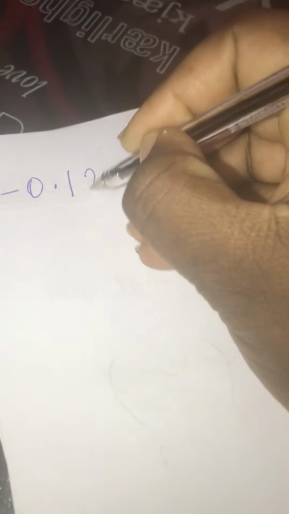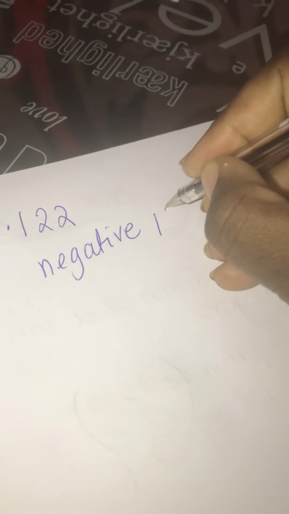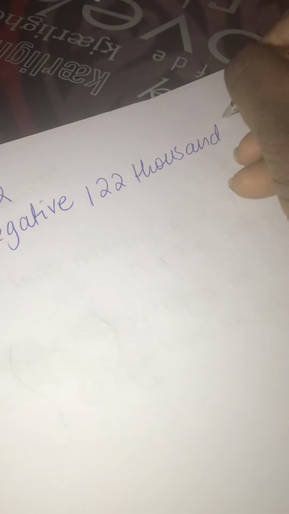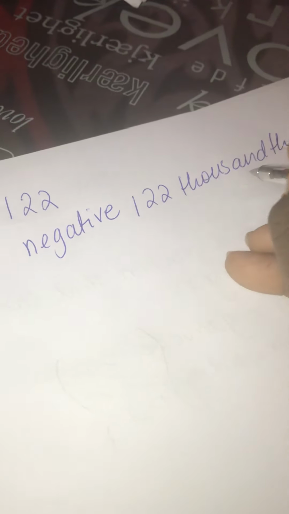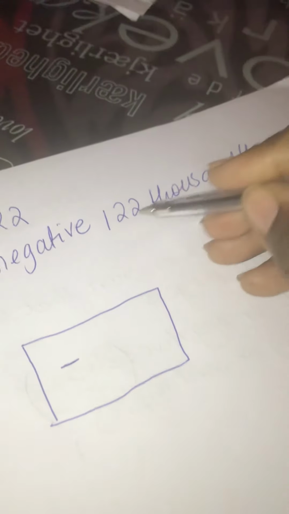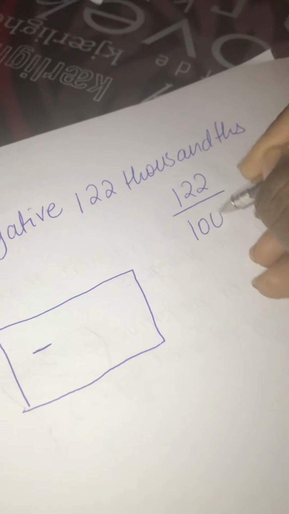So this is negative 122 thousandths. So negative 122 thousandths. How do I write this as a fraction? So I know my answer will be negative. So I will put it over there, negative in my box. And then I continue. 122 out of 1000.